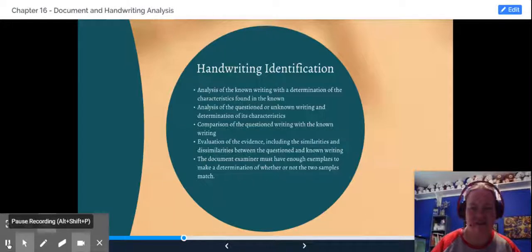All right, handwriting identification. When you're analyzing handwriting, you want to determine the characteristics found in the known. You want a known sample from the person in question, and you want to compare it to the questioned document. You'll look for similarities and dissimilarities. Were they written by the same person? It's those minute details that you really need to look for, and you must have enough known samples to determine whether or not they match.